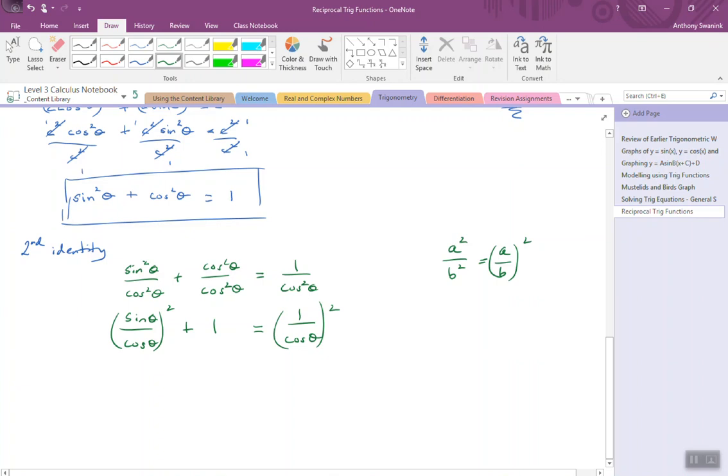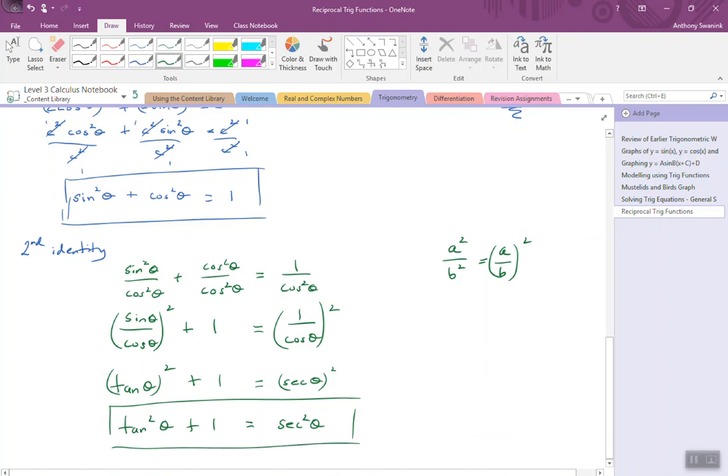theta on the bottom. All right, now we've seen that 1 over cos theta, well, that's defined to be secant. So this is sec of theta all squared. We've got a plus 1 here, and we've seen before that sine over cosine is tangent. So that is tan of the angle all squared. And this is usually written as tan squared theta plus 1 equals sec squared theta. That's the second of our identities, second Pythagorean identity.